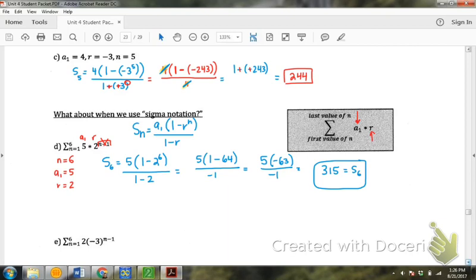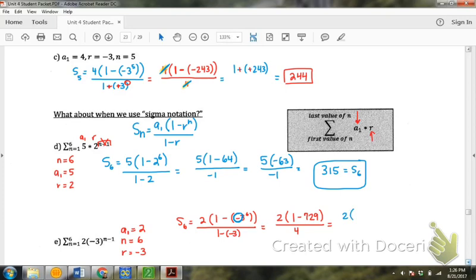All right, try letter E on your own. Be careful because your R value is negative. Be really careful. Pause and try letter E on your own. As we're going through this, 1 minus 729 is negative 728 over 4. Can I reduce 2 over 4? Yeah, you can, right? And if you didn't do it, it's fine.